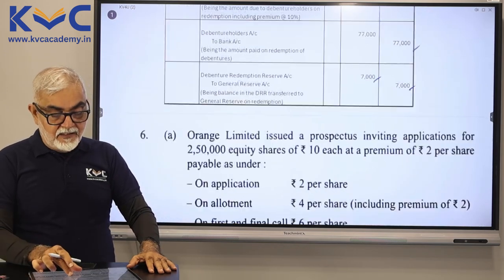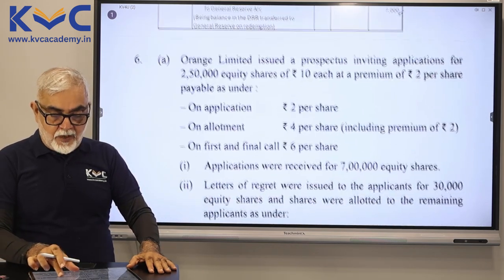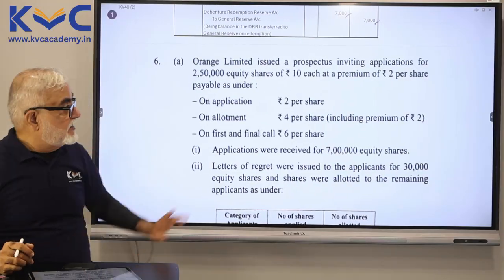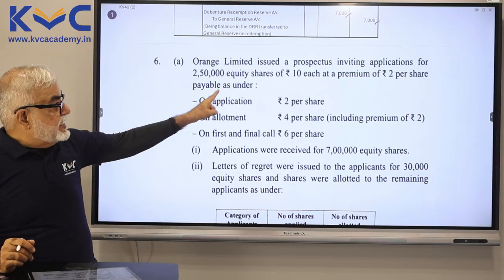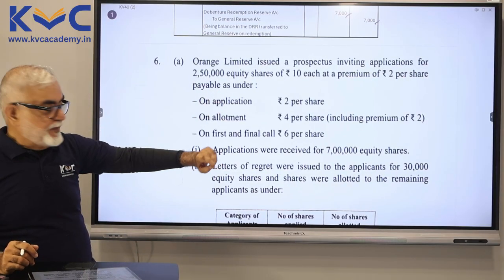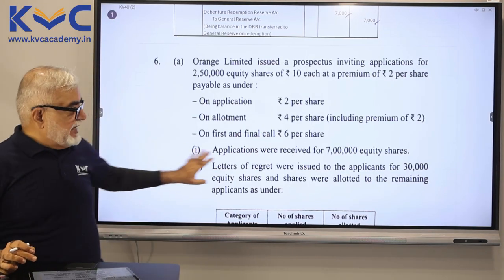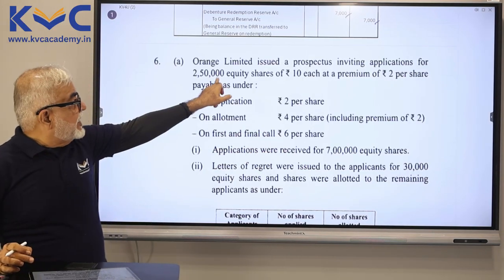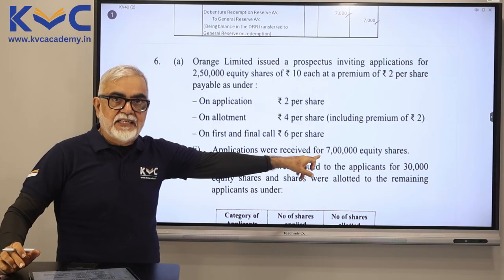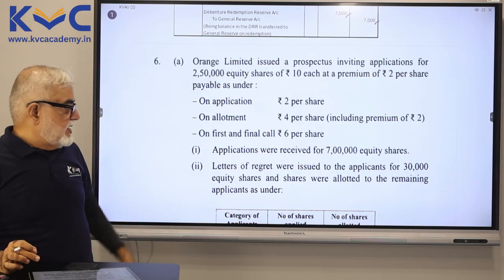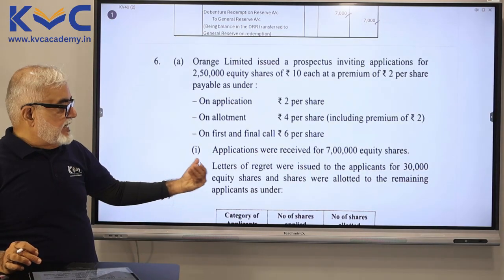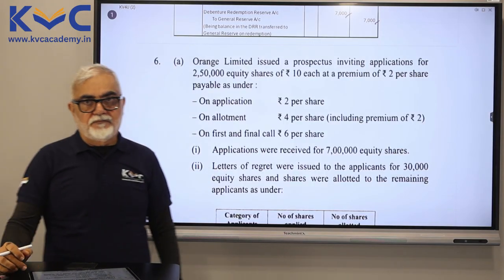Finally, the last question 6A was for issue of shares. A 10 rupee share issued at 12 rupees. So 2 plus 4 plus 6. Applications were received for 7 lakh. Issued 2 lakh 50. Applications received 7 lakh. Letters of regret were sent to applicants of 30,000.